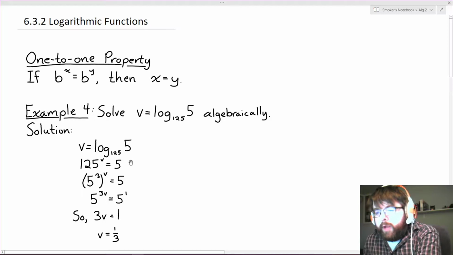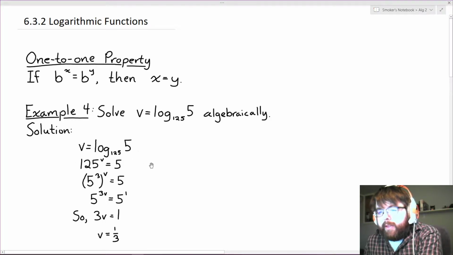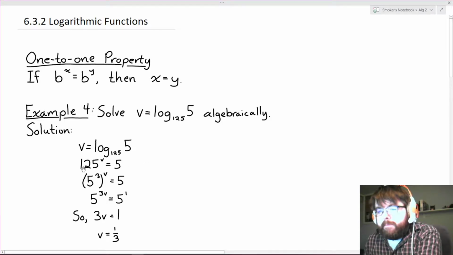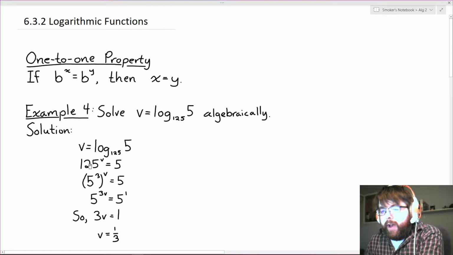Now this is what I'm talking about. We want to make these bases the same base. We want to have like bases. So I have a base of 5 over here. I want to either make this base 5 or make this base 125. It's probably easier to make this a base 5 than to make this a base of 125. And in order to do that, I'm going to have to rewrite this as a base to a power.